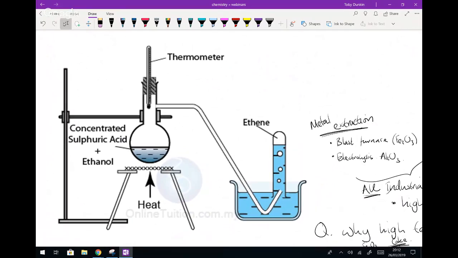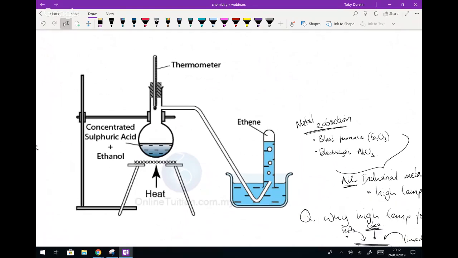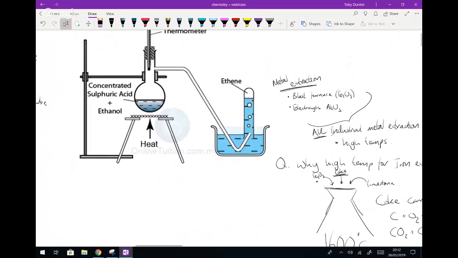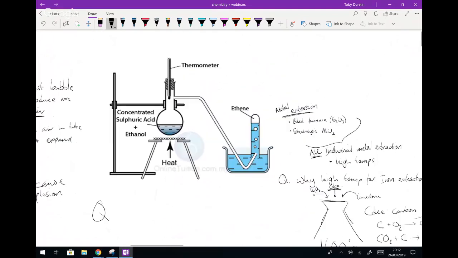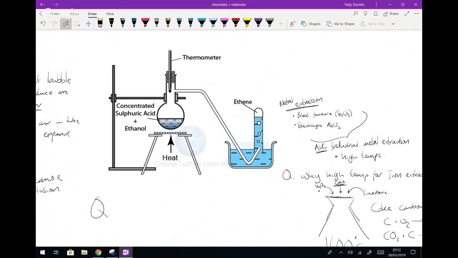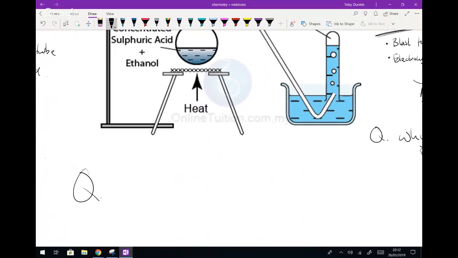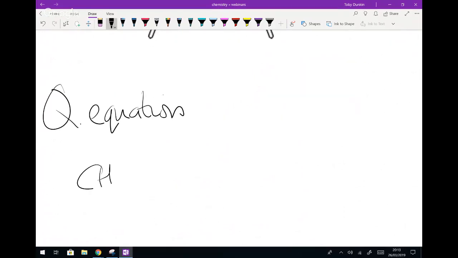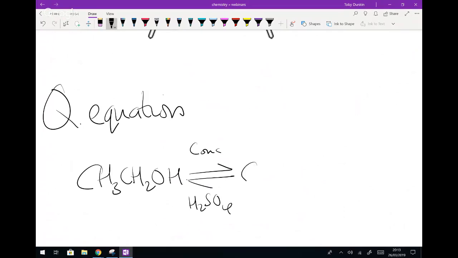and they heated it up, and they collected the ethene. And all the question was asking was to give the equation. I thought it was lovely. They also asked what was the purpose of the thermometer, and that's to read the temperature of the ethene gas that's being made. You had to take ethanol, CH3CH2OH, break it apart with conc H2SO4 as the catalyst, and you formed ethene and steam. Genius question because they'd reversed it.